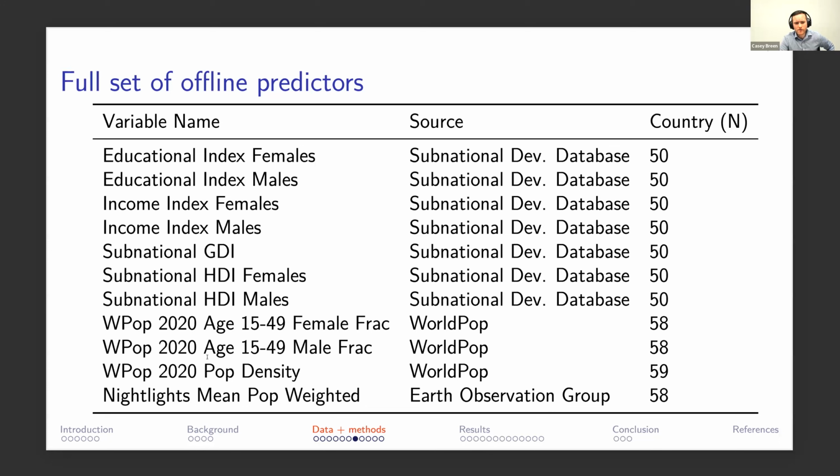And then we have a few population level variables. So on the population composition female, the population composition male, and also the population density in a given area. Those all come from the WorldPop database. Finally, we have night lights data. This is weighted within each specific subnational unit according to the overall population of that subnational unit. That data comes from the Earth Observation Group, and the denominator is again going to come from the WorldPop data.